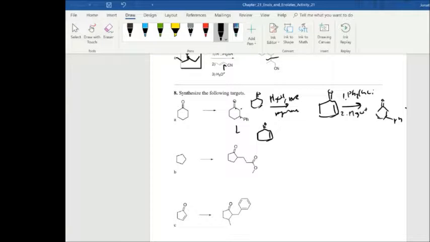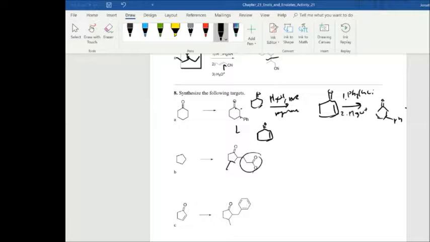So for problem number B, it might look a little daunting at first, but the first thing you want to do is think of how you can make a ketone. So don't even worry about this whole side here. That whole side's fine. That's not a problem. What you need to think about is how you are going to make this molecule. And what you can do, right?